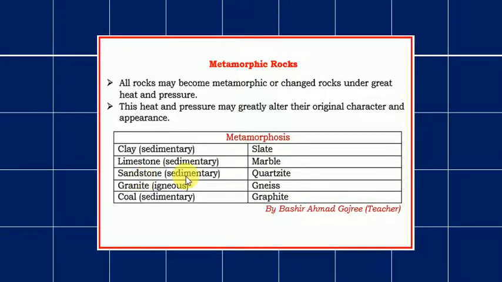Sandstone, a sedimentary rock, on metamorphosis changes into quartzite. Granite, an igneous rock, on metamorphosis changes into gneiss. And coal, a sedimentary rock, on metamorphosis changes into graphite. That means both sedimentary and igneous rocks can change into metamorphic rocks.